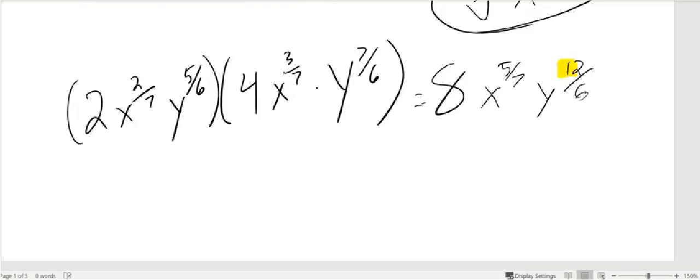Now we cannot stop here. We have to simplify. So you can see I have 12/6. So we're going to rewrite this first. We have x and y squared, because 12/6 is 2. So we're allowed to simplify that.